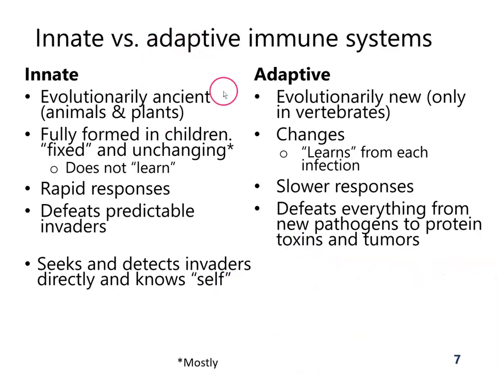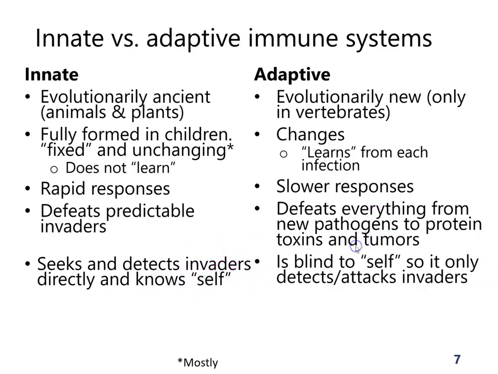A big difference between them is how they identify self. The innate immune system knows self. It looks at receptors, and it has very specific ways of detecting invaders. It knows what invaders look like, and it knows we don't look like that. Whereas the adaptive immune system is just blind to self. It cannot see our own cells in a very significant way, so it only attacks invaders.